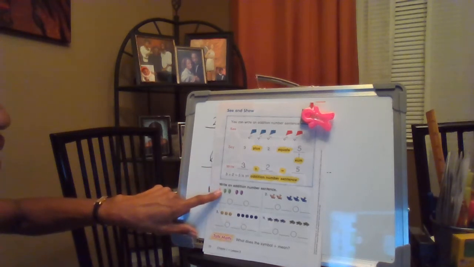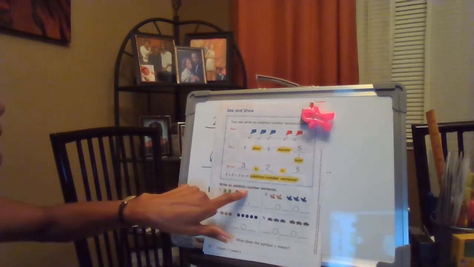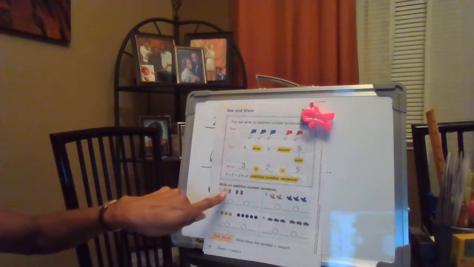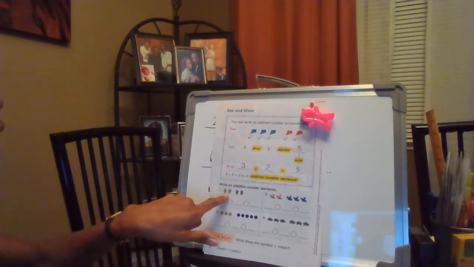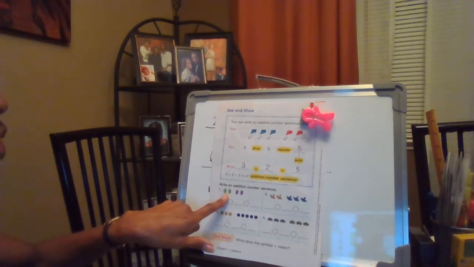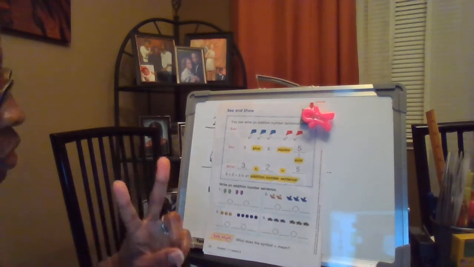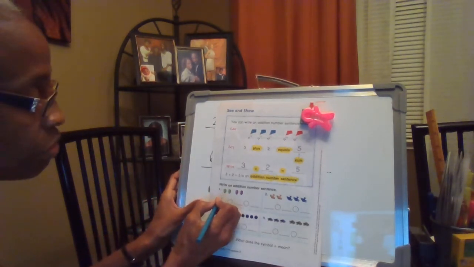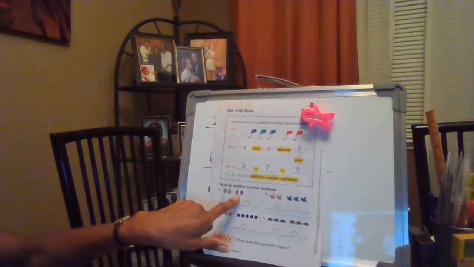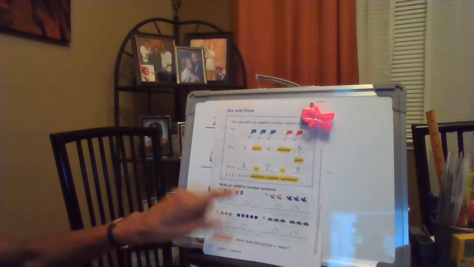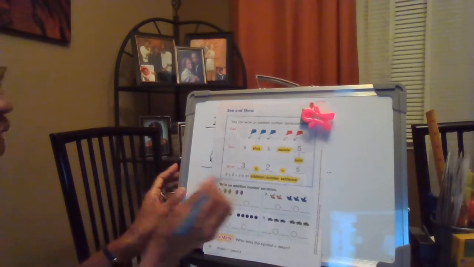So number 1, it says write an addition number sentence. So these are called balloons. How many green balloons do we have? We have 2. So you write the number 2. How many purple balloons do you have? You have 2. So we write 2 here.